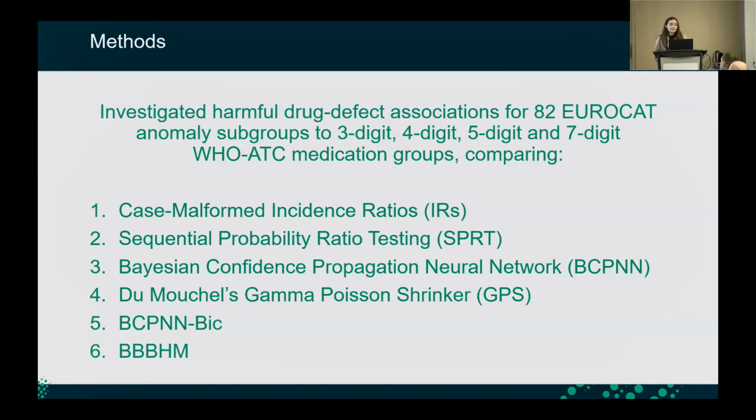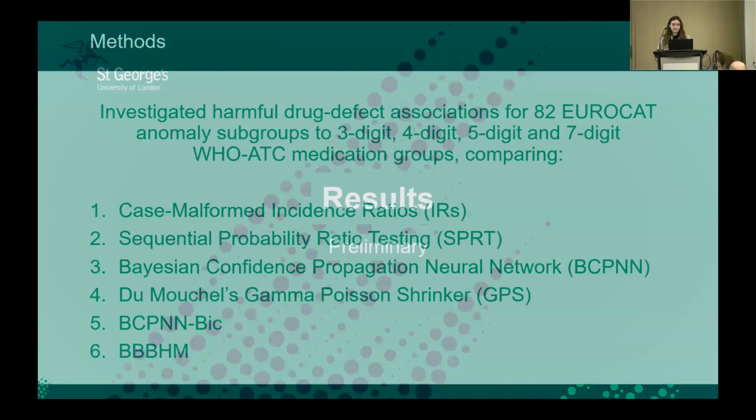So we used case malformed incidence ratios. These are very similar to proportional reporting ratios, but because they're population-based registry data, they're closer to incidence ratios than reporting ratios. Sequential probability ratio testing, the traditional Bayesian confidence propagation neural network, DuMouchel's gamma Poisson shrinker, and our two new methods. And in the interest of time, I'm not going to go over how each of these works, but if you are interested, then I'm around all day. Do come and have a chat.